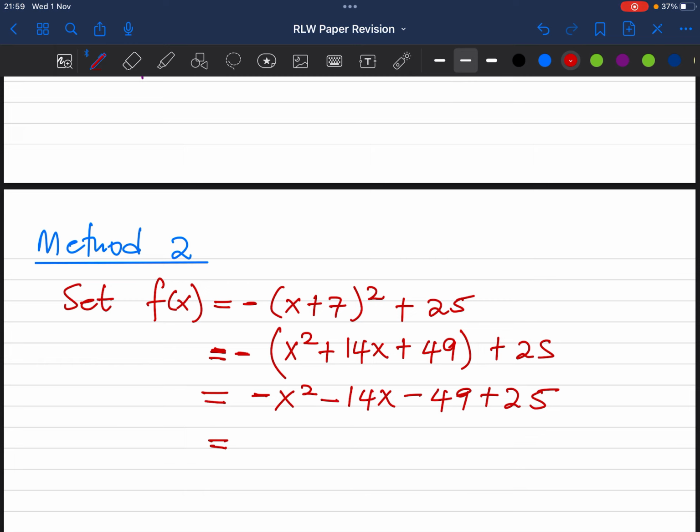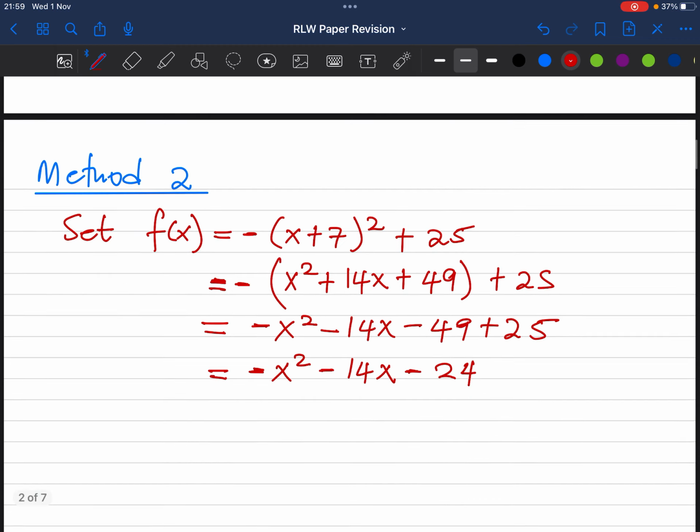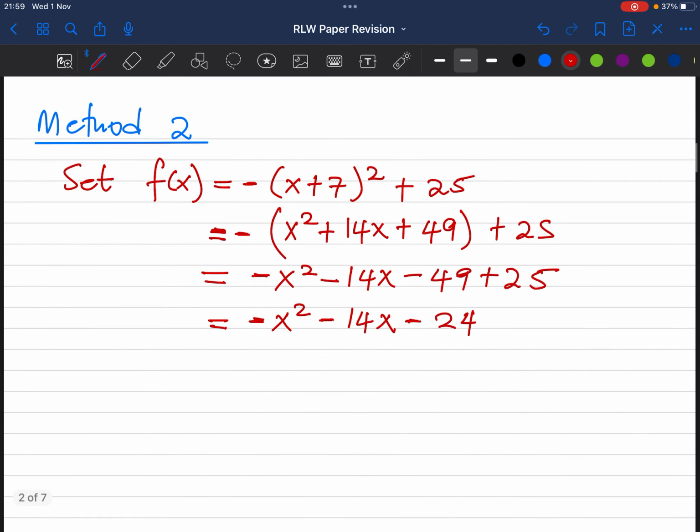Now simplifying further, we will have negative x squared minus 14x minus 49 plus 25. So I get minus 24 there. So now if I proceed, I will just say my function f is negative x squared minus 14x plus 24.